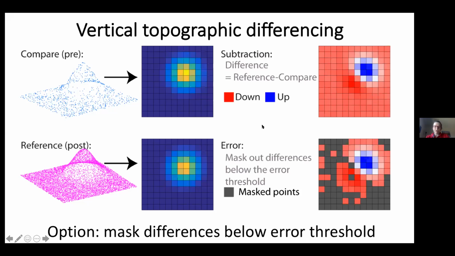And in OpenTopography, we've added the option of masking out displacements that are below an error threshold. So here we see these gray points represent very low displacements that the user said were going to be below the noise threshold from the data sets.